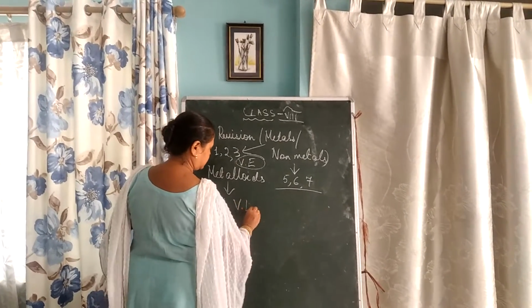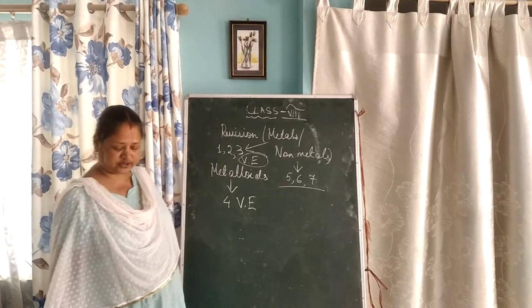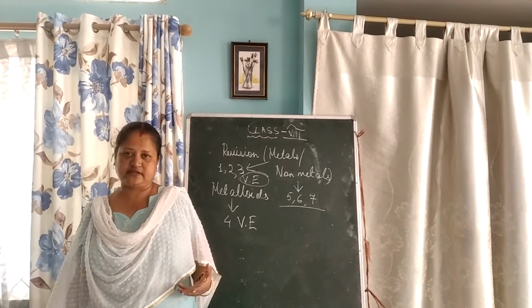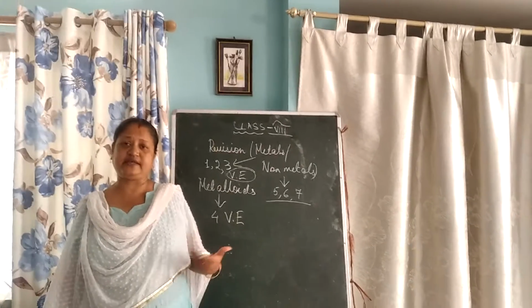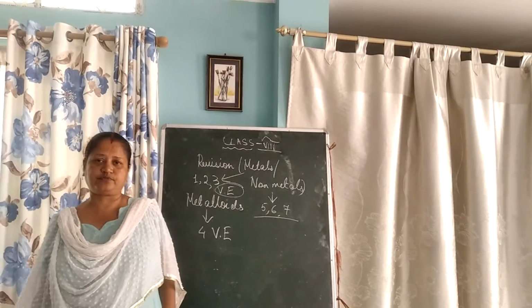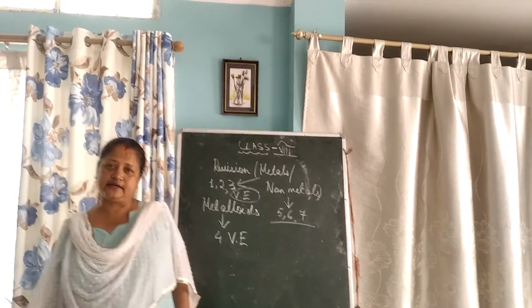And the noble gases have 8 valence electrons. Noble gases are what? The inert gases like helium, argon, krypton, xenon. They are the inert gases.